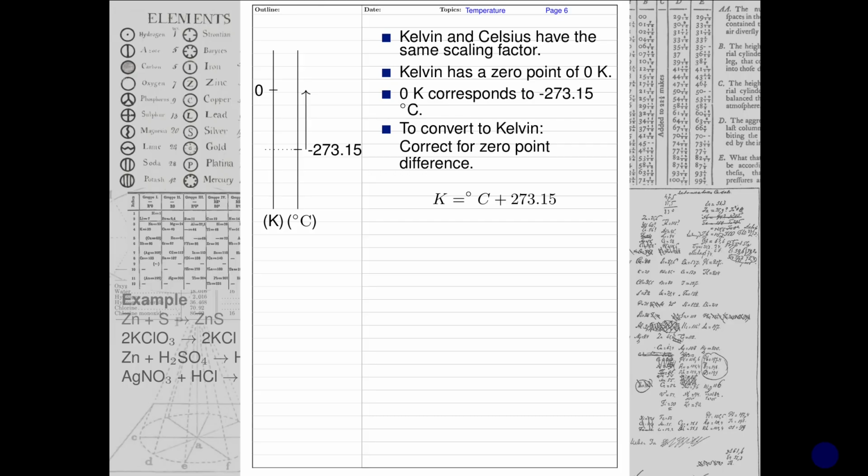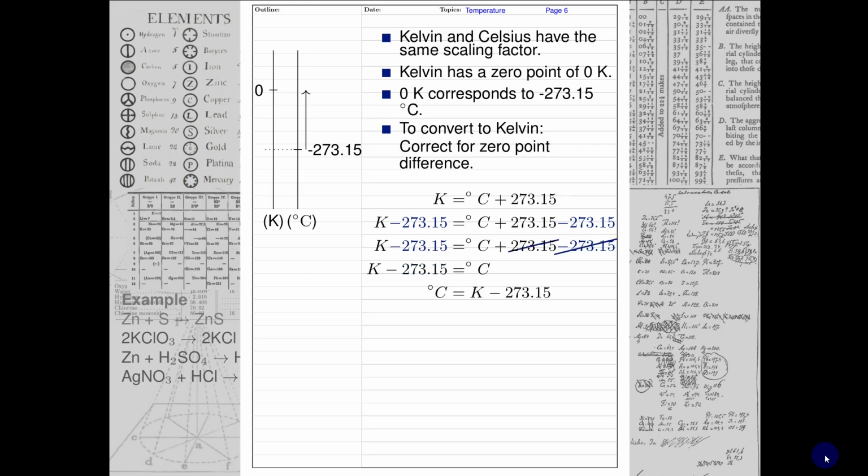And if you wanted to know the equation to convert from Kelvin into Celsius, then you simply solve this equation for Celsius, which is relatively simple. We subtract 273.15 from both sides of the equation, and we can write it neatly, and this will be the equation to convert Kelvin into degrees Celsius.